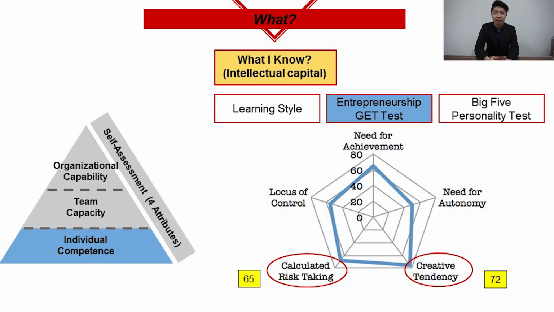From the entrepreneurship GET test, I got a higher score in calculated risk-taking and creative tendency. A person with creative tendency tends to have imaginative, inventive, and innovative ability to come up with new ideas. Also, a person who achieves a high score in creative tendency is versatile and able to draw on their own personal resources for projects or problem solving. Now I also got a high score in calculated risk-taking. This means that I am a decisive, analytical, and goal-oriented person.